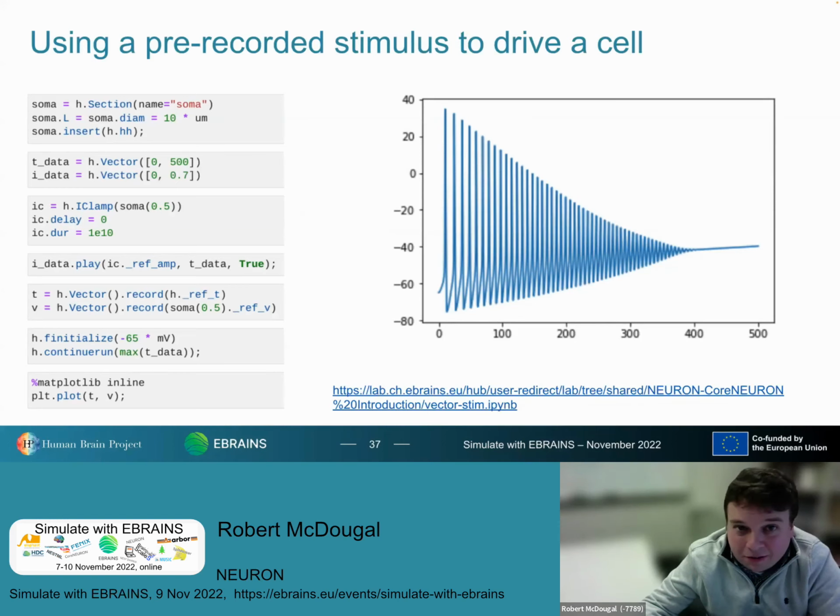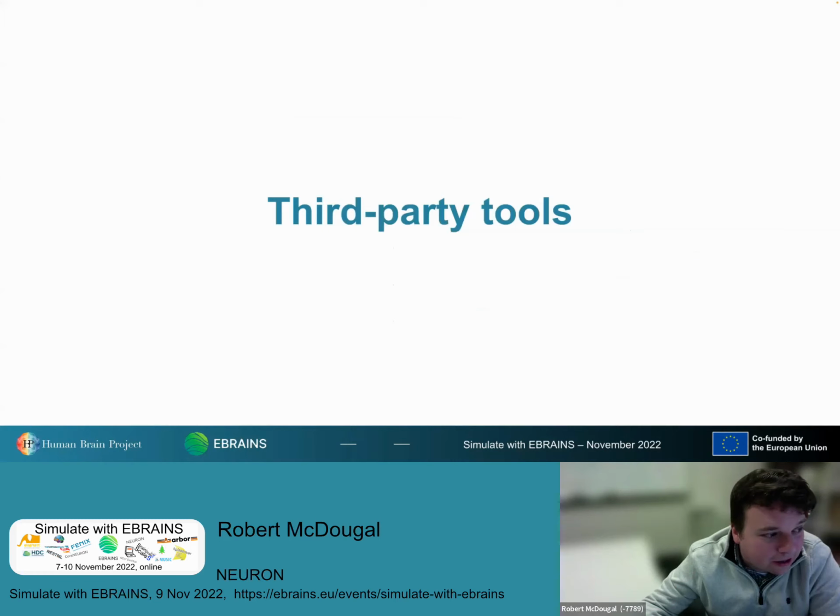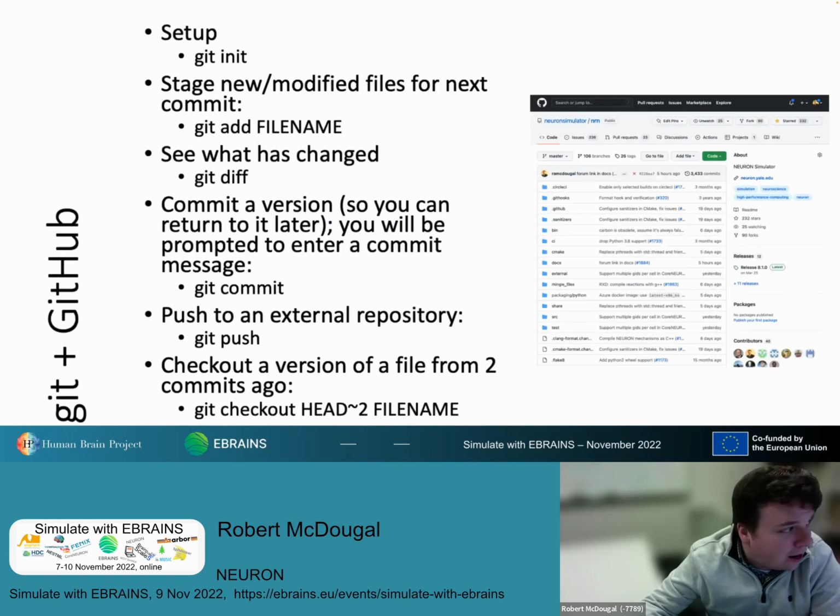I do want to give very, very briefly a quick shout out to a number of third-party tools. One of the great things about Neuron, having been around for a while, is it does work well with a lot of other tools that exist. So there are libraries that sit on top of Neuron, things like NetPyNE, that allow you to write models for networks in a way that handles some of the abstractions for Neuron.